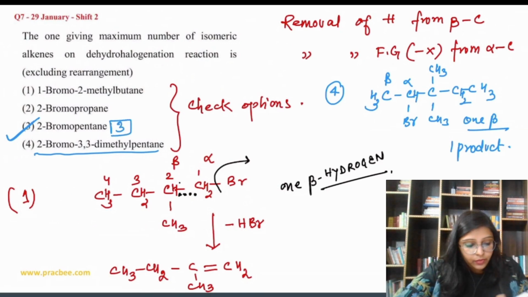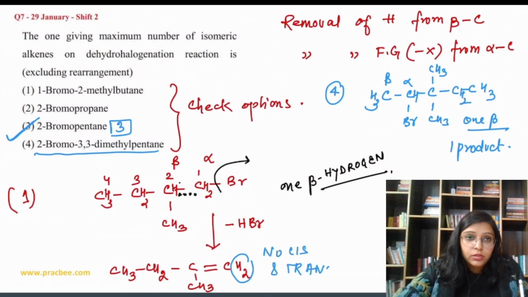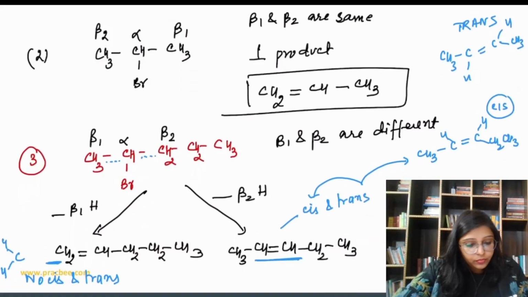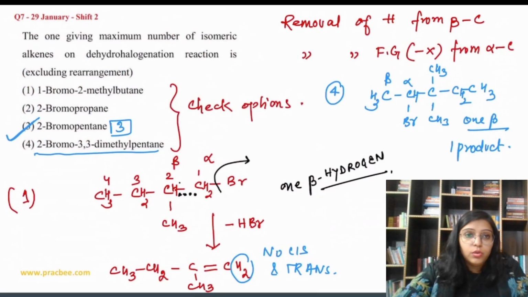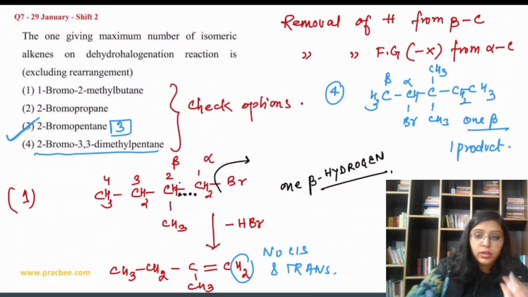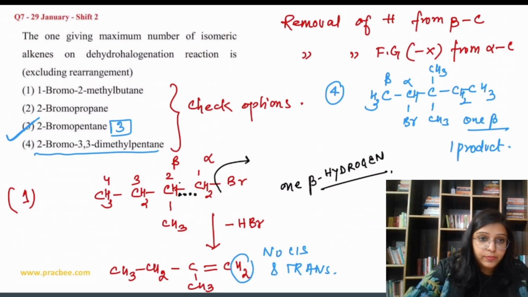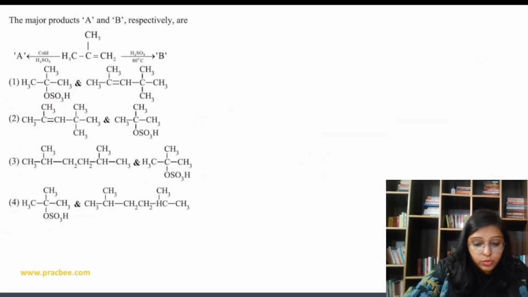3. If you see hydrogen on the same side, so no cis and trans. ठीक है बेटे? If you see this option, again hydrogen on the same side, so no cis and trans. In this option also, no cis and trans. So 3 products we are going to get from option number 3. So option 3 is the answer. Okay. Now let's do next question.